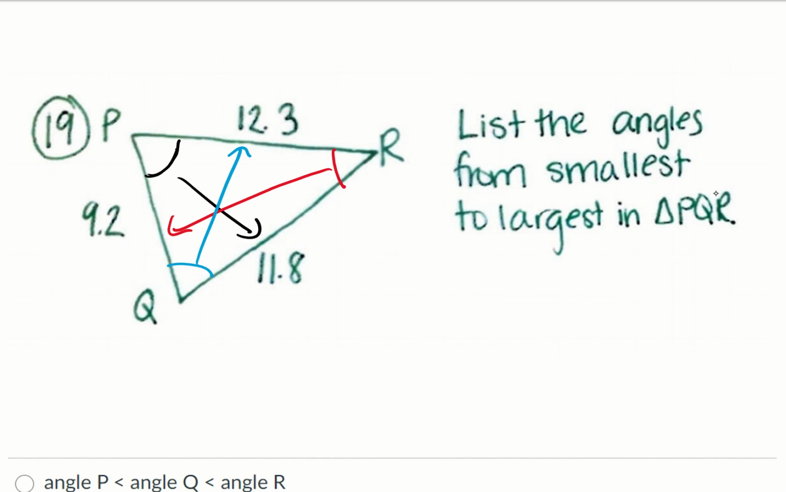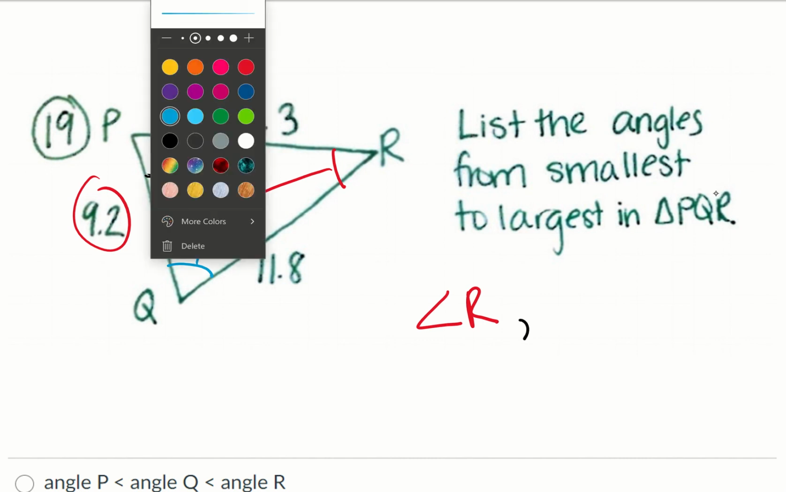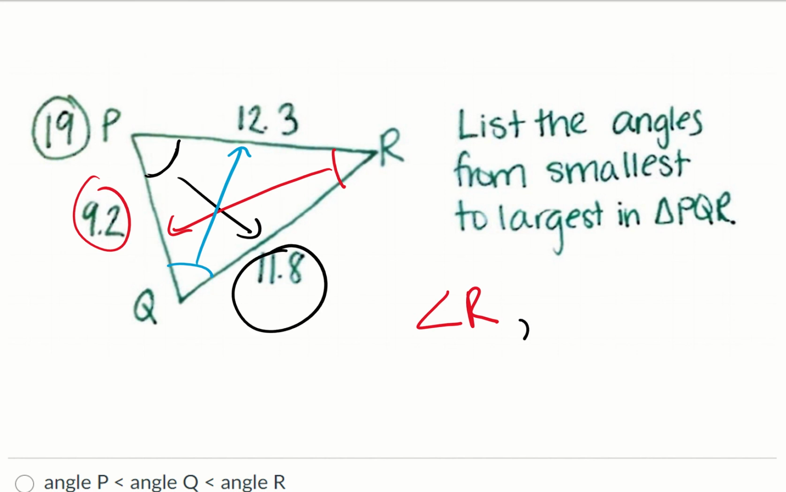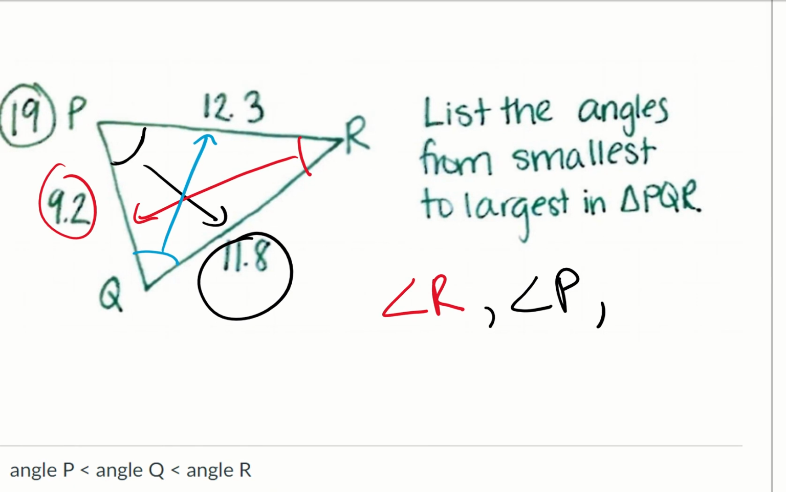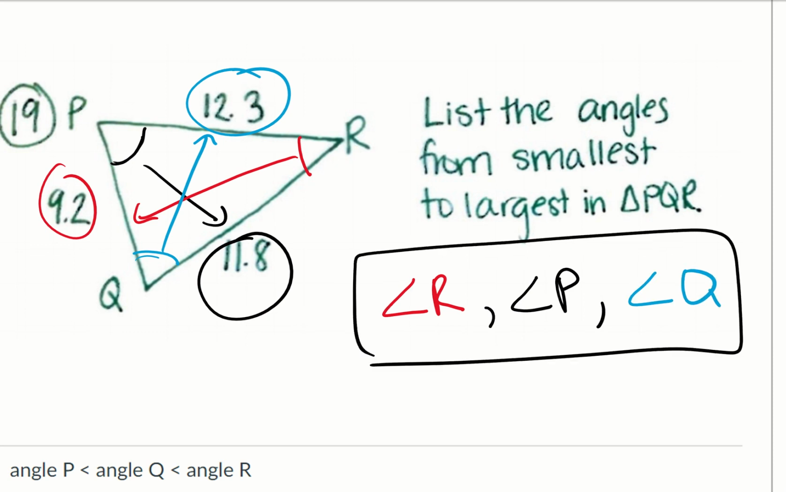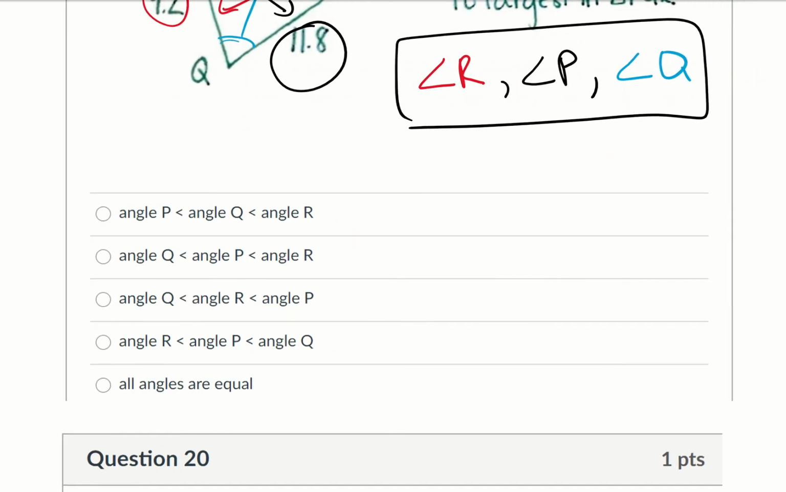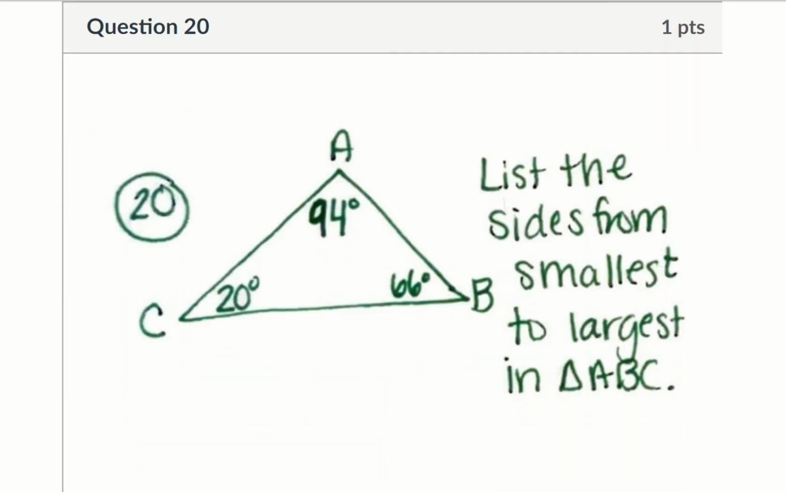So 9.2 is the smallest, and so that means angle R is the smallest. So angle R, and then the next smallest is 11.8. So that means that's related to angle P. That's the next largest, and then the largest is 12.3, so that's going to be angle Q. And there you go. That's my order from smallest to largest. All right, so question 20.